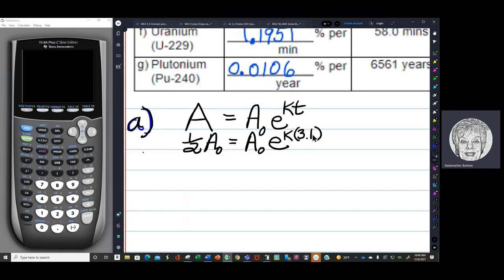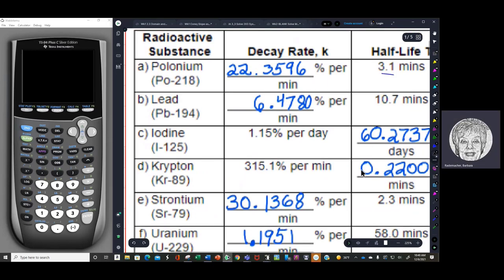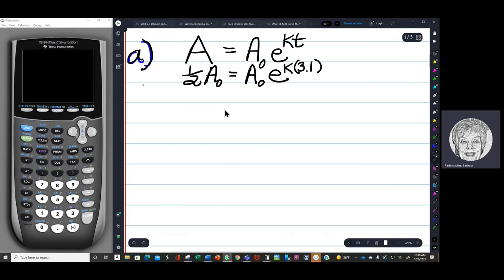In 3.1 minutes, any particular mass of uranium, well, not uranium, but polonium, any particular mass of polonium is going to decay to half of its original amount. Since A naught is the original amount, one half of A naught is one half of the original amount. So let's write this in a more understandable way. One half times A naught equals A naught times e to the 3.1k. And we're trying to find k. And that's an e, supposed to be an e.